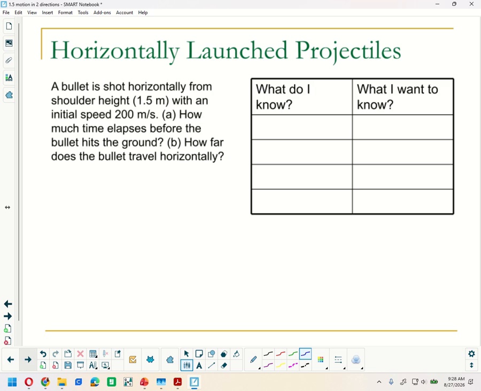Let's see. Hopefully it's the right one. Yep. All right. A bullet is shot horizontally from a shoulder height, 1.5 meter, with an initial speed of 200 meters per second. How much time elapses before the bullet hits the ground? And how far does the bullet travel horizontally? All right. What do we know? And you have to label these with the direction to go along with it too. So with the X and Y, what do we know?